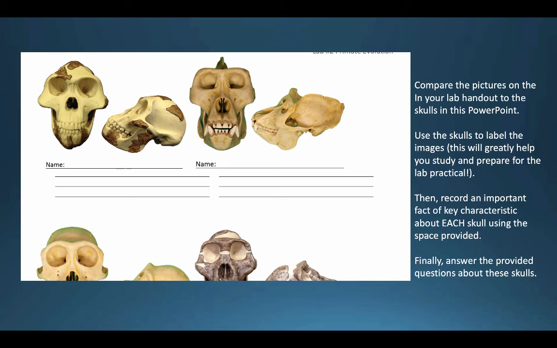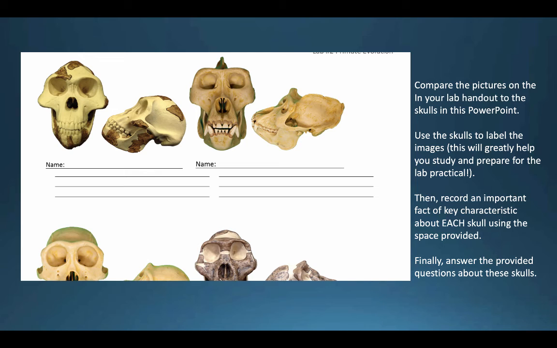Well, I've uploaded this PowerPoint that of course has all my notes in it, and you can even look, there's some additional notes underneath it. And so you're going to compare the pictures in your lab handout to the skulls in the PowerPoint. And each section is supposed to be kind of parceled out to be similar types of skulls. And so you're going to use the skulls to label the images.